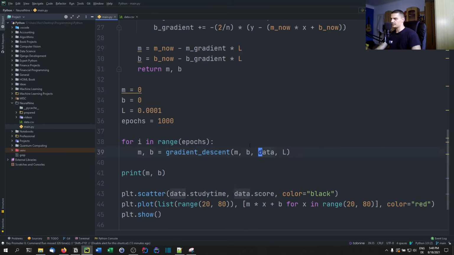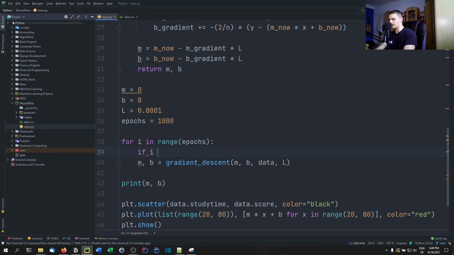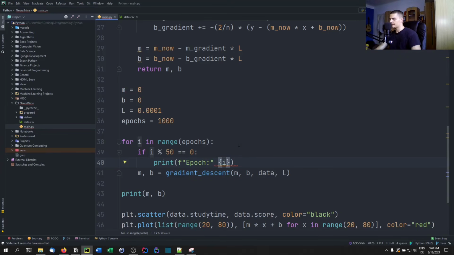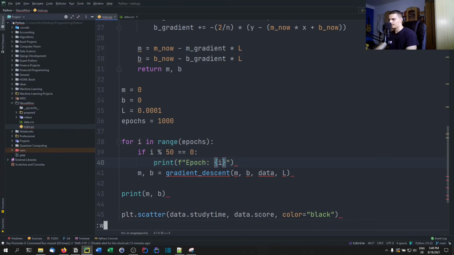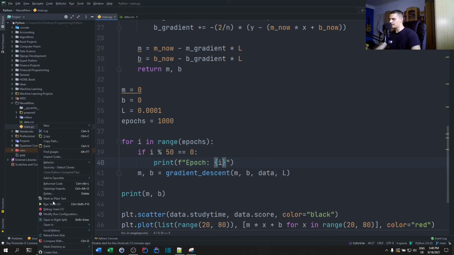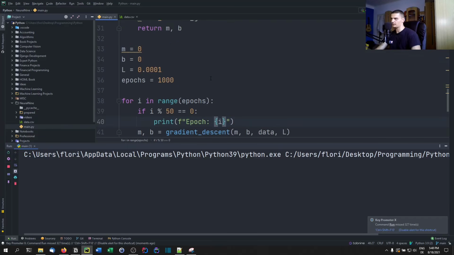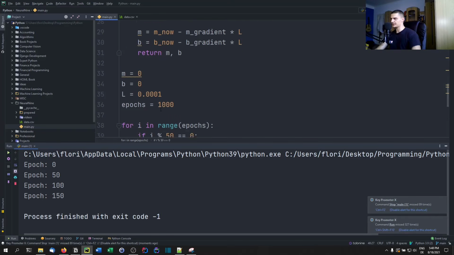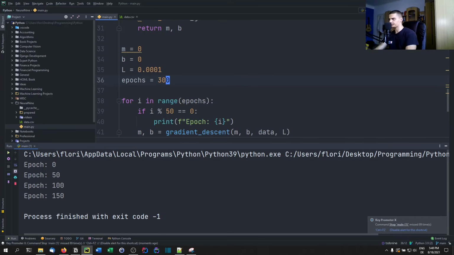We can now run this. Maybe you want to print the epoch. So let's say if i modulo 50 equals 0, print epoch i, like that. Inside of the string, maybe. There you go. Let's see if that works, or if we made mistakes. Epoch 0, 50, 100. Let's just turn the number down so we get the results faster. Let's go with 300.